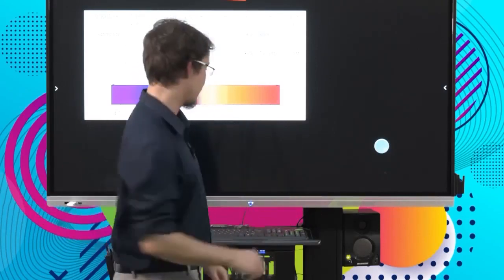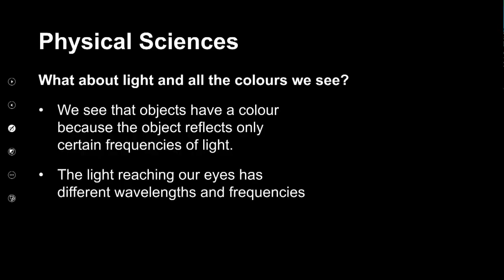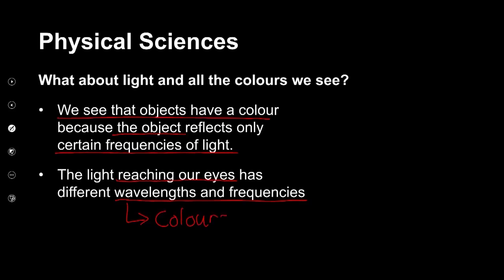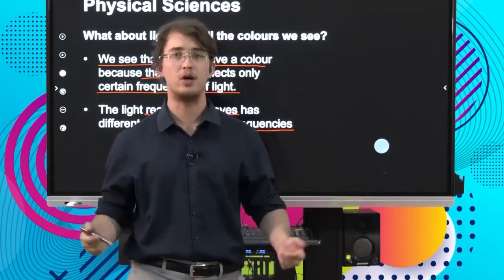How does our ability to perceive the colors work? Let's have a look. We see that objects have color because the object reflects only certain frequencies of light back to our eyes. The light that reaches our eyes has different wavelengths and frequencies, and this is what gives rise to the different colors that we see in the natural world. So when you see a red apple, that means that all of the other colors of the spectrum are being absorbed and only red light is being reflected. Did you realize that the process of seeing colors was this complicated?